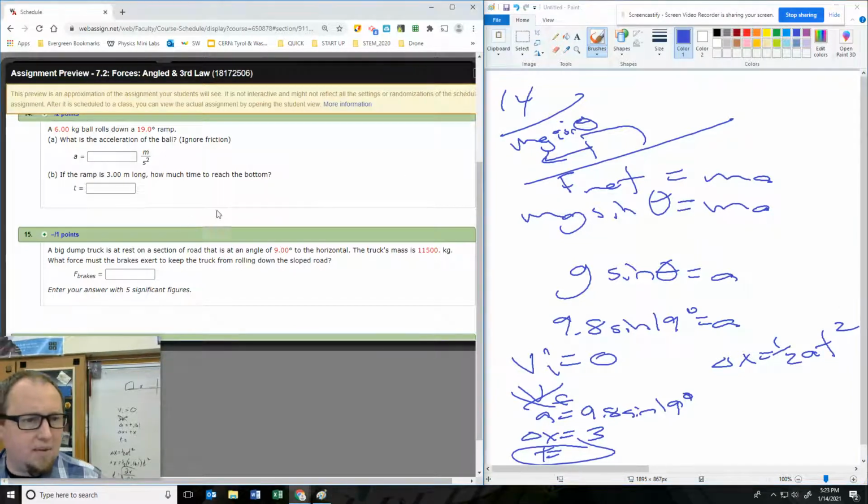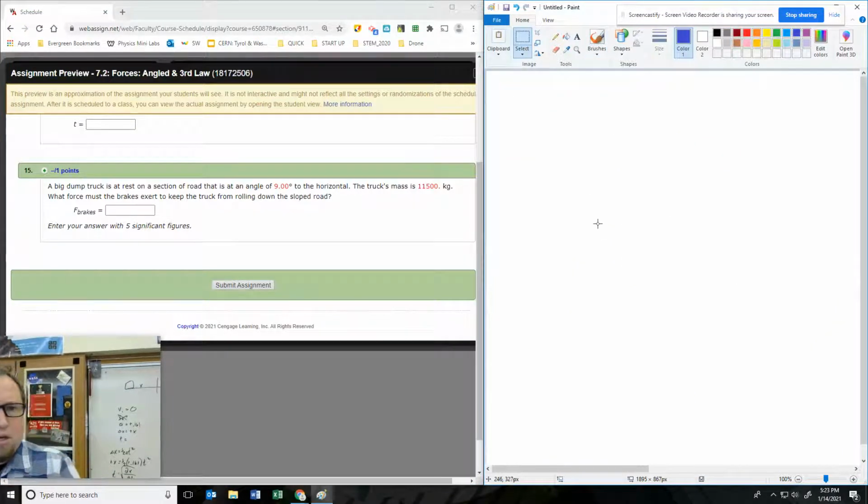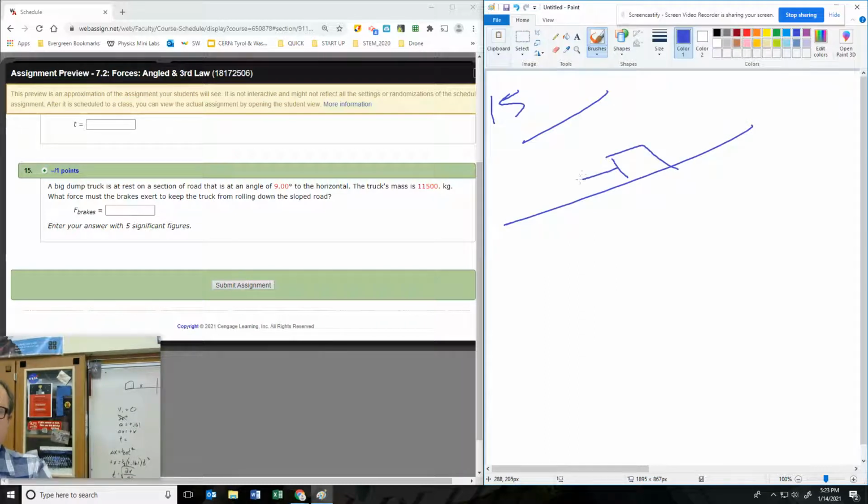All right, next up, 15. Big dump truck. It's on an incline. Oh my gosh, where's my pen? Sorry, that sounded way too much like Tom from Parks and Rec. 15, we've got a 9-degree angle. We've got mg sine of theta going down the ramp. We're going to need to solve for that because it's giving the truck's mass.